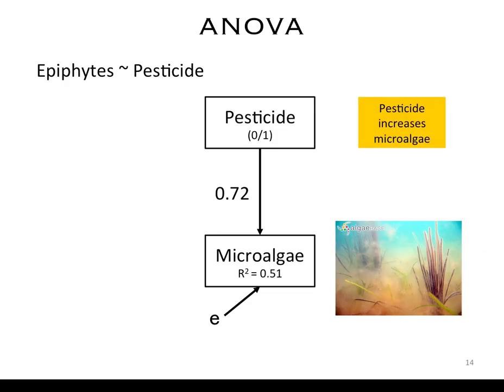Okay, so here is what a really basic ANOVA might look like, right? Where you say that epiphytes, which are also just another word for the microalgae, which is this fuzz in the picture here, are a function of pesticide, right? So here you can see that the pesticides increase microalgae. So maybe you can scratch your head and think that, you know, that doesn't really get at the mechanism driving the success of the microalgae, right? The pesticide doesn't directly promote microalgae.